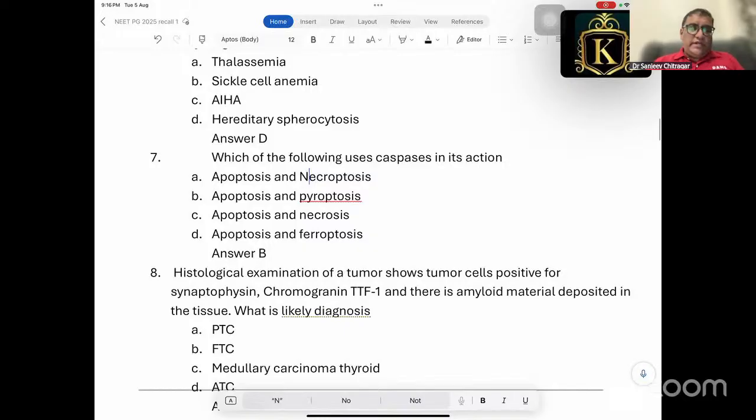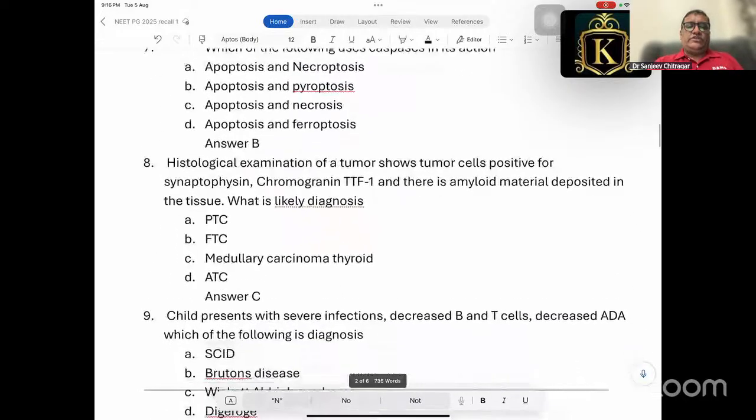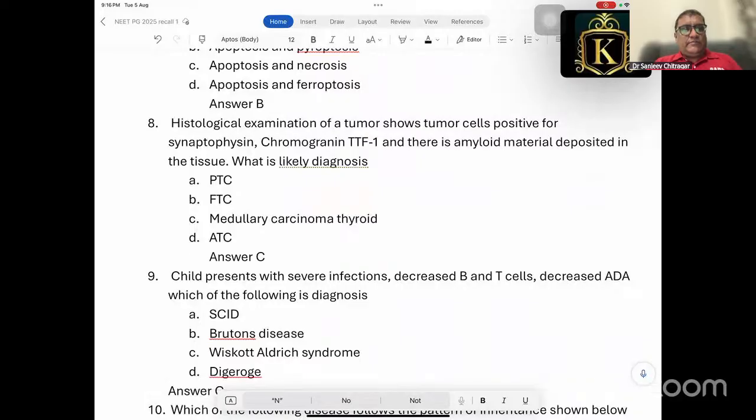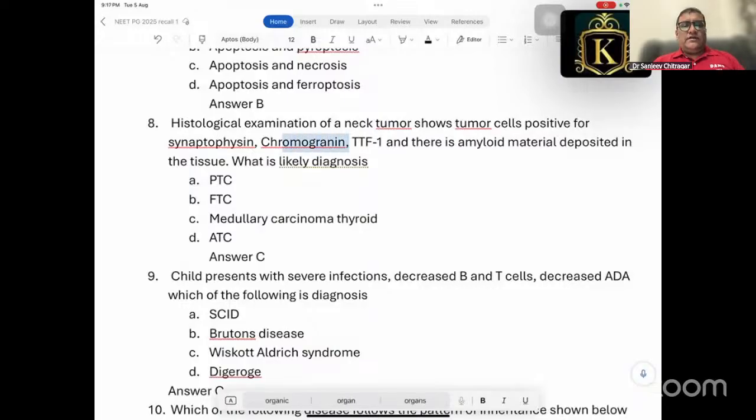Next, question number 8. Histological examination of a neck tumor shows tumor cells positive for synaptophysin, chromogranin, and TTF1. Very important is synaptophysin, chromogranin positive. What does this tell me? This is telling me neuroendocrine origin.